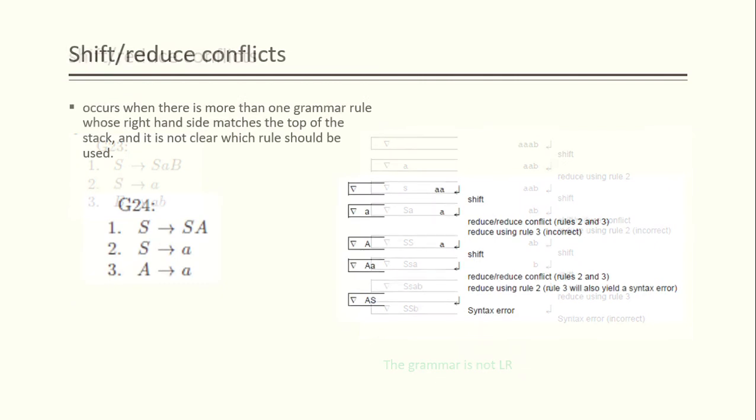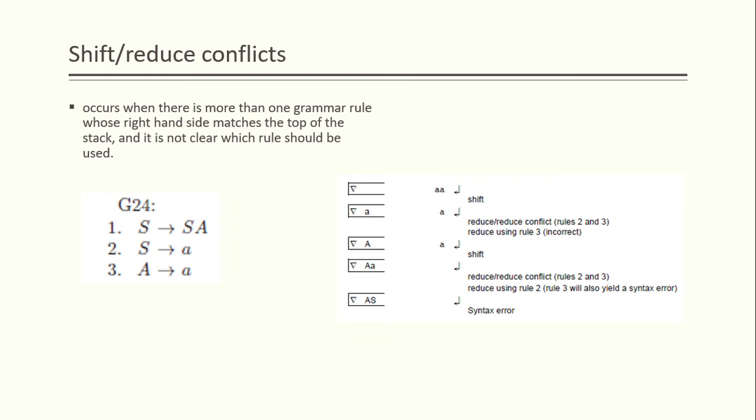The second example occurs when there is more than one grammar rule whose right hand side matches the top of the stack. So in this case G24, if you look into rules number 2 and 3, on the right hand side both are A. So when we want to do a parse, we actually get confused.